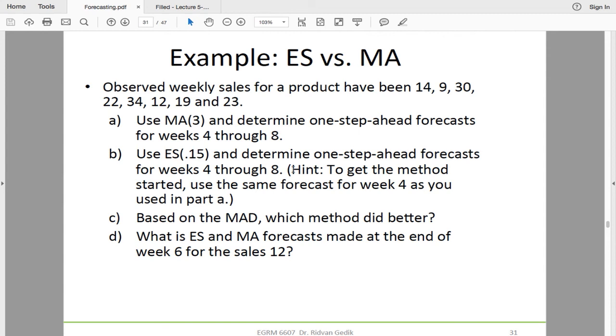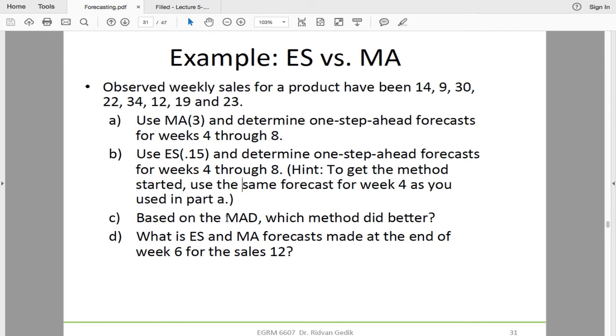Here's a hint. Remember, it's problematic because in exponential smoothing, we need to know how to initiate this formula, right? F(t+1) is equal to (1 minus alpha) times Ft plus alpha times At. That's the problem, because it needs the data from the previous observation. So if you are at the very start, it becomes problematic to initiate the data. But this hint tells you that to get the method started, use the same forecast for week 4 as you used in part A. Hey, this is something different, right? And then see, based on the MAD, which method did better.